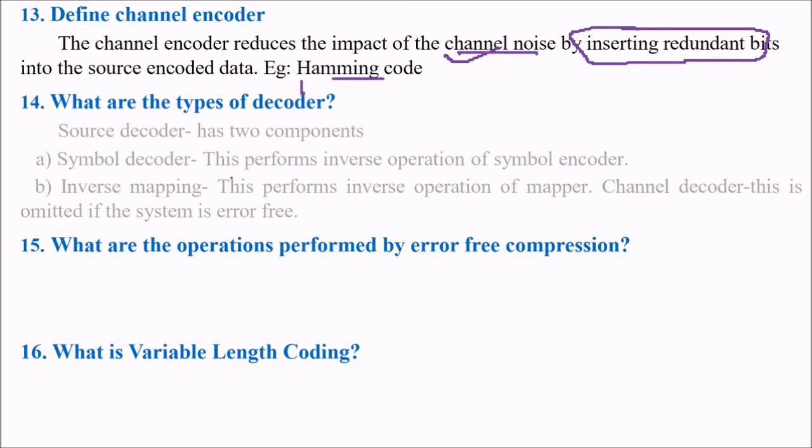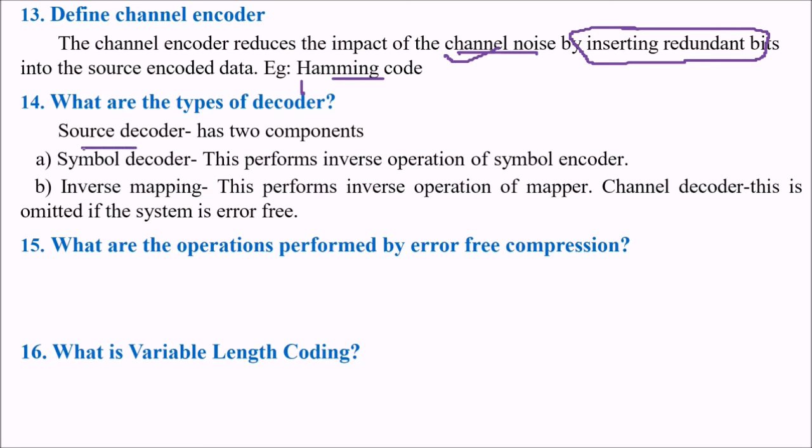What are the types of decoder? As we see, the source decoder has 2 components: first is the symbol decoder and then inverse mapping. The symbol decoder performs the inverse operation of the symbol encoder, and inverse mapping performs the inverse operation of the mapper. And the channel decoder is omitted if the system is error free.